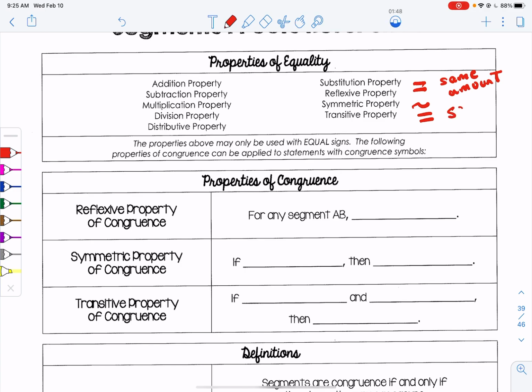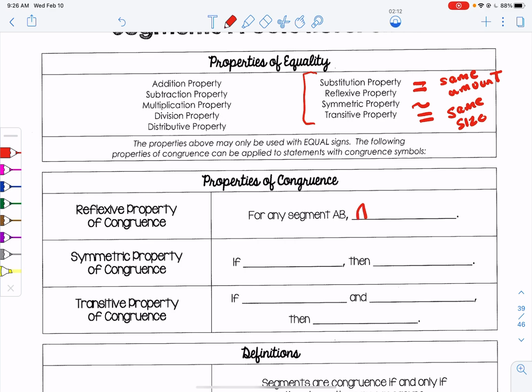Equal is the same amount. Congruent is the same size. So if we're referring to the figure itself, we're doing congruency. If we're doing how big the figure is, we're doing the same amount, quantity, numbers. Okay, so all those properties of equality that we learned right here, they also work for congruency.